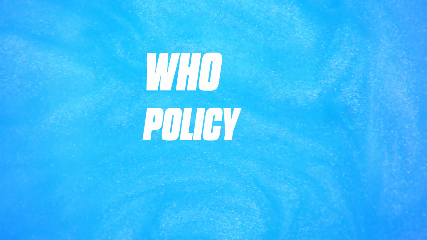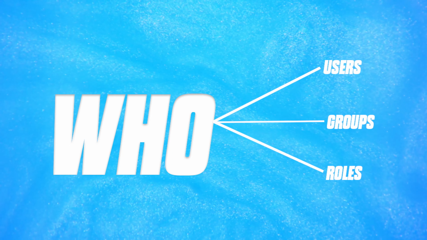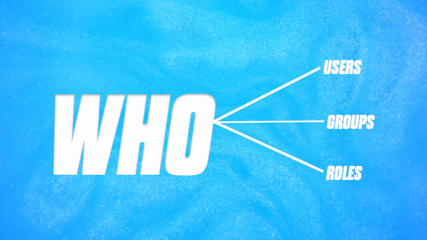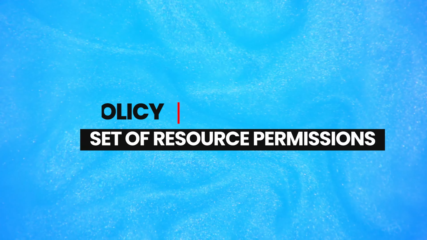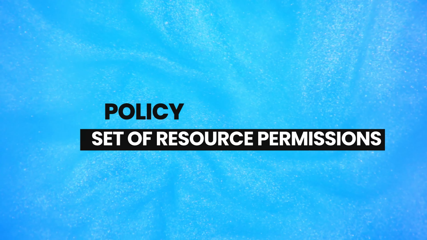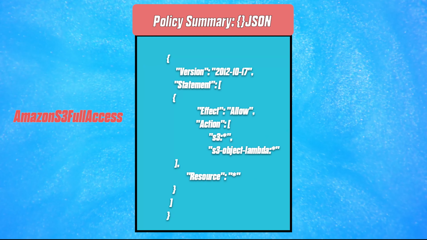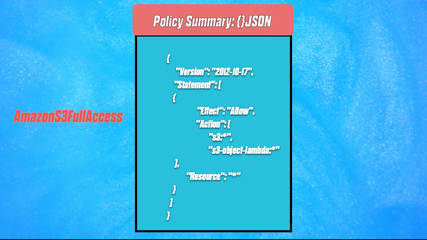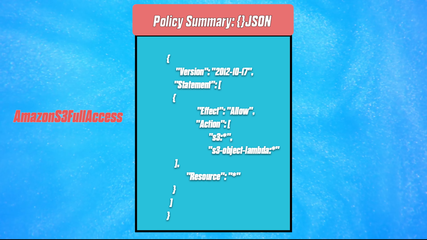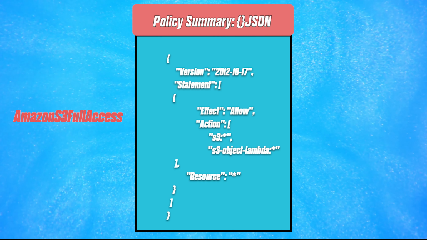In IAM, we have the who and policy. The who comprises users, groups, and roles. And the policy comprises a set of resource permissions. For example, full access permission to an S3 bucket. With this permission, you can access, write, update, and create resources in S3.